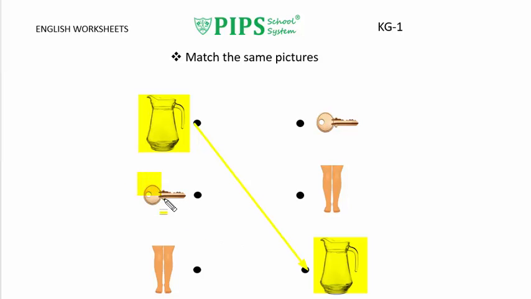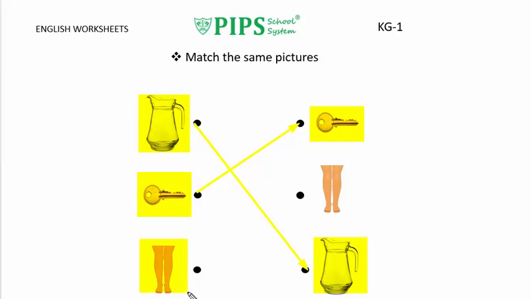This is a key. Let's see where is the second picture of key. Here is the second picture of key which is similar to it. Now we will match the key with the same picture like this.